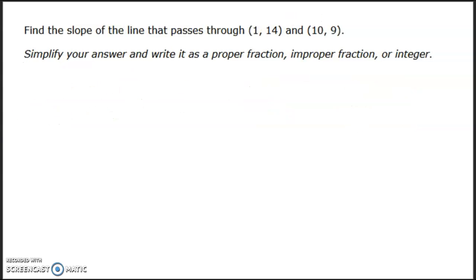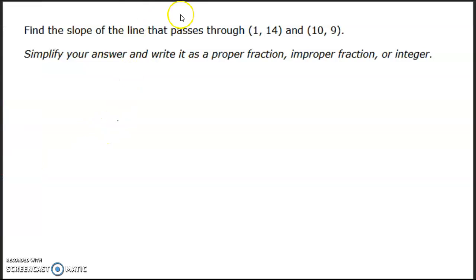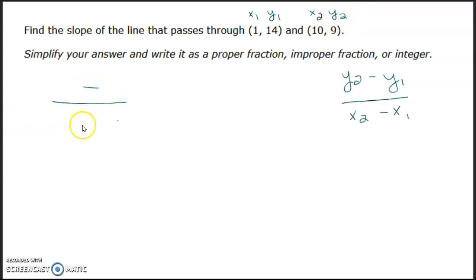So let's do one more. Change the color, the red gets a little harsh. All right, again, we're going to find the slope. So I write my formula, y2 minus y1 over x2 minus x1. So we have x and y, 1, 1, 2, 2. Always label, always label.